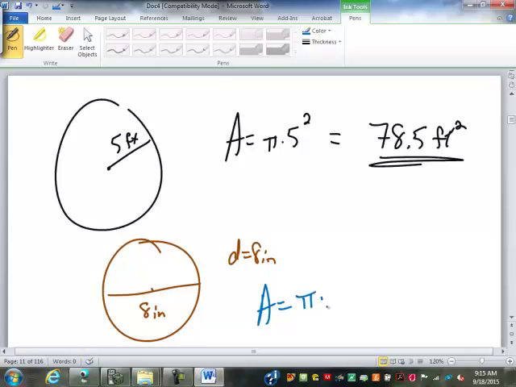So it's pi times what? Pi times 4 squared. Where did the 4 come from? Half. 8's the diameter, so 4 would be the radius. So that'd be 50.24. You use the pi button. I just used 3.14 when I did it in my head. But yeah, if you use the pi button, it's 50.265.